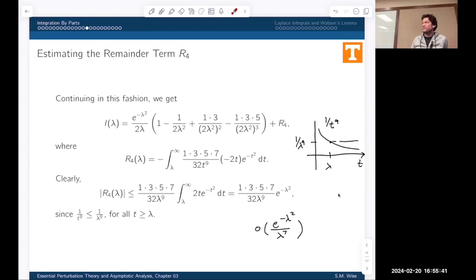Yeah, it is, right? To prove that, I would have to show that the limit of lambda to the 7th over e to the minus lambda squared, times e to the minus lambda squared over lambda to the 9th, as lambda goes to infinity, is zero. Let me do some separation here.